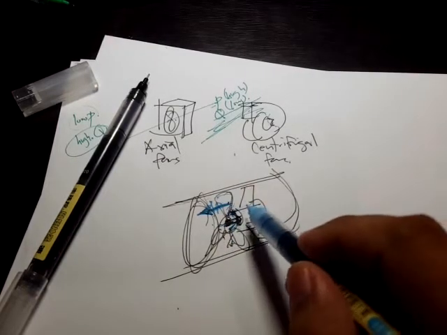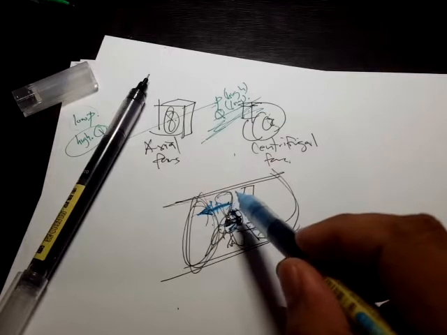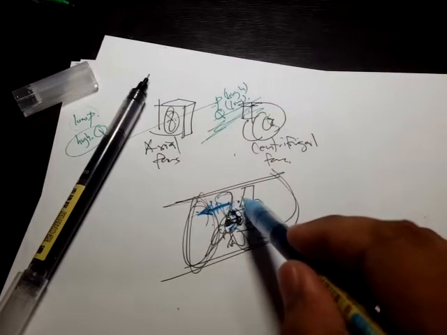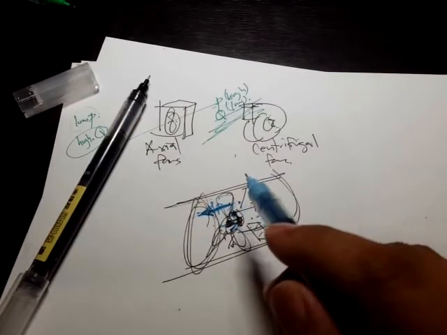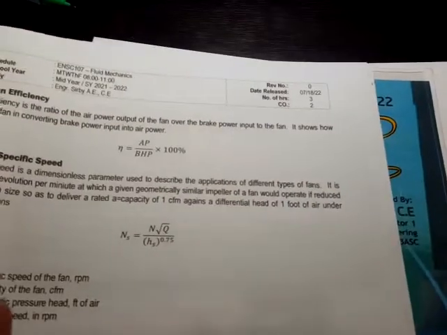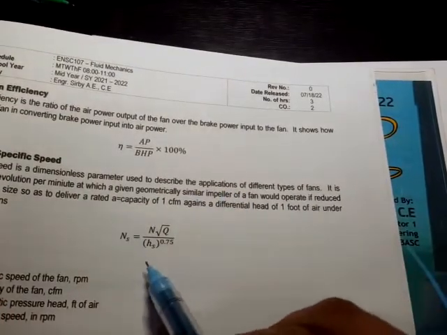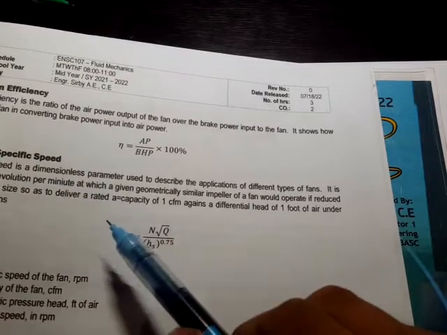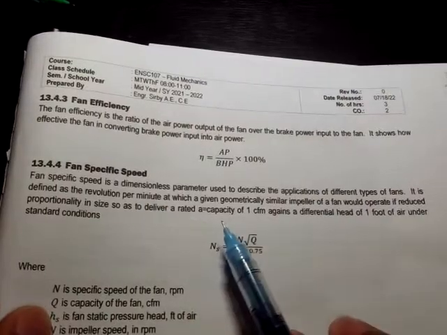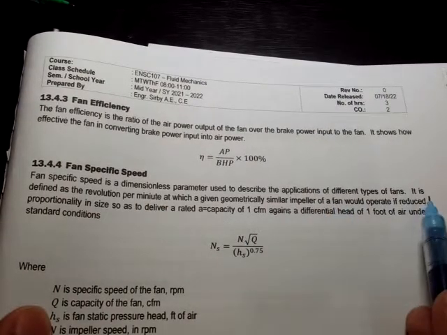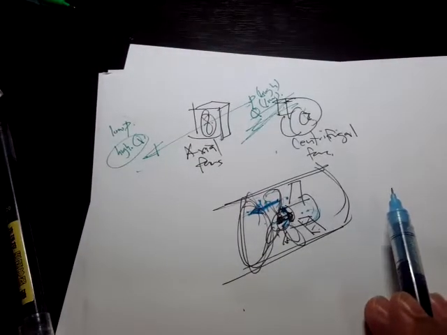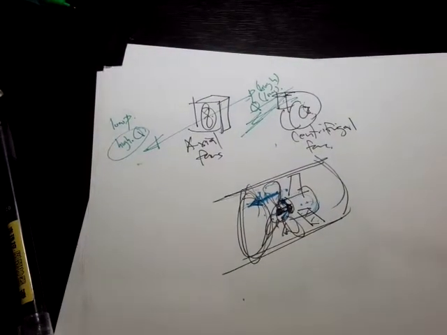So just take note, when we say brake horsepower, we are referring to the horsepower generated at the shaft. And when I say air power, that's the horsepower transferred into this moving fluid. Okay, and what else? Fan specific speed, that's another term, and it is a dimensionless parameter used to describe the applications of different types of fans. Anyway, I think that we'll do a sample problem for this.